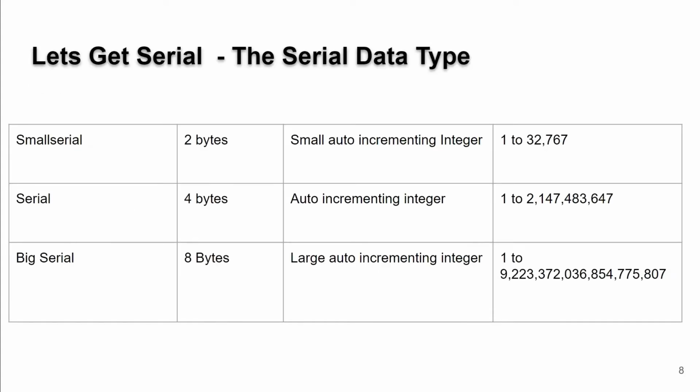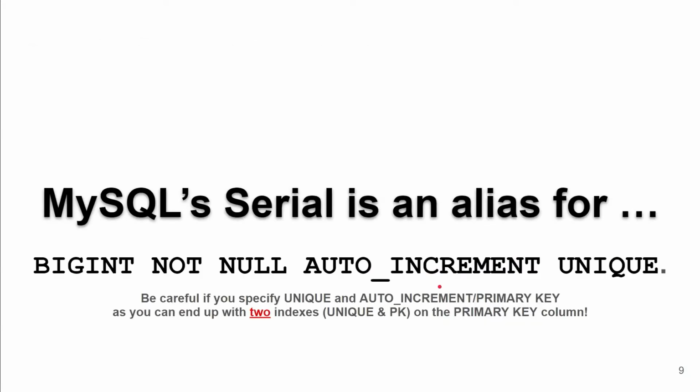So, Postgres has a serial data type. They have small serial and big serial, kind of like you're used to in MySQL with small int and big int. They respectively take 2, 4, or 8 bytes. And the ranges, as you see here, are 1 to 32,000, 1 to 2 billion and change, and 1 to 9 quadrillion. So depending on the size of the number of objects you're expecting in a table, plan accordingly.